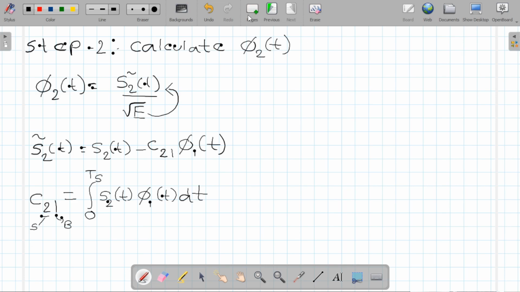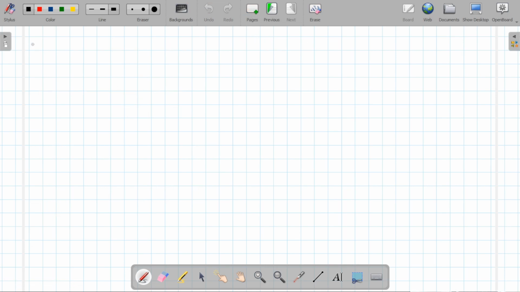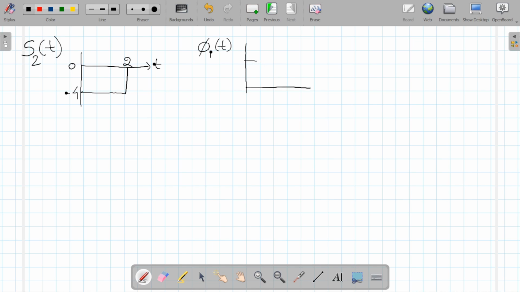Now we will consider the next page. In the next page, we will see our S2 of t. What is the graph of our S2 of t? It varies from 0 to 2 on the time axis with amplitude minus 4. What is phi 1 of t? This is what we get as phi 1 of t, amplitude 1 with 1 on the time axis.